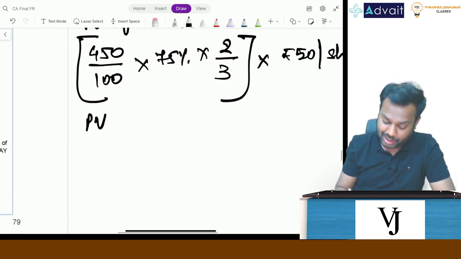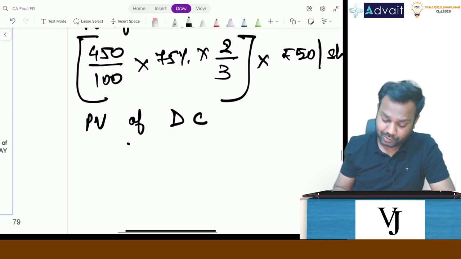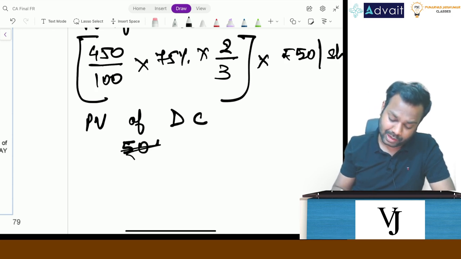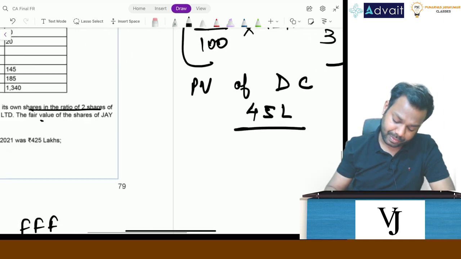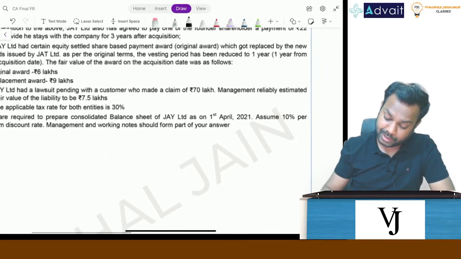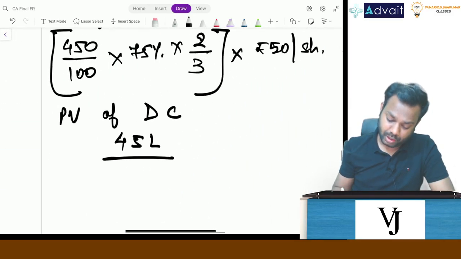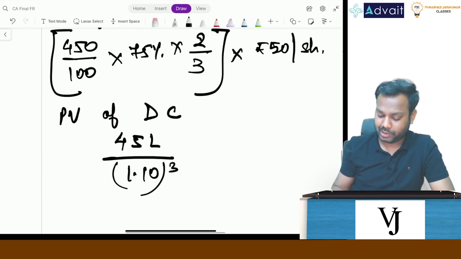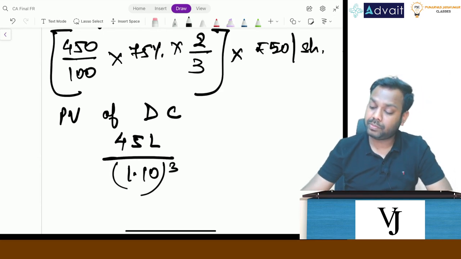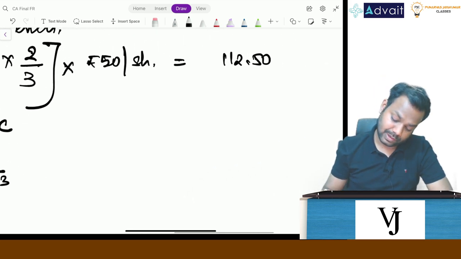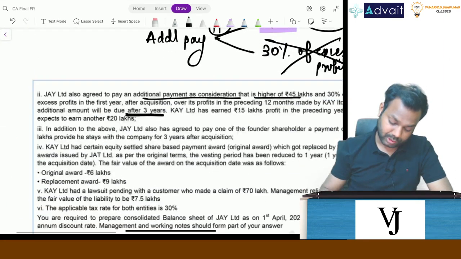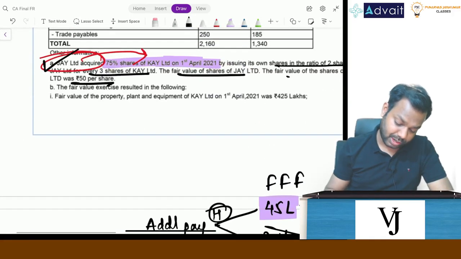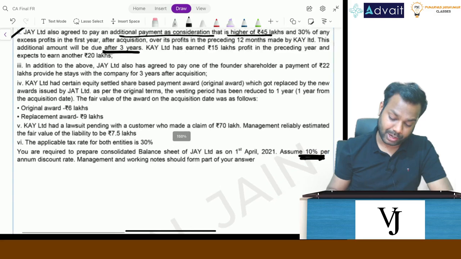So present value of deferred consideration, that is 45 lakhs divided by, what is the discount rate given? 10%, 1.10 to the power 3 years. That comes to how much? 3.81 lakh. Now further, this is also sorted. So first point is sorted, B2 is sorted, the third point.